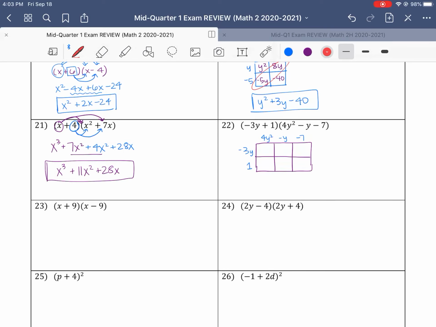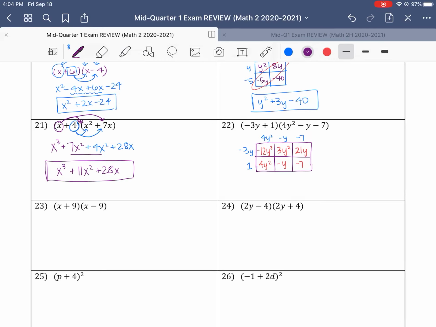So negative 3y times 4y squared would be a negative 12y cubed. Negative 3y times a negative y, negative times a negative would be positive, and that's 3y squared. Negative 3y times negative 7 would be a positive 21, and it also has a y. Moving across the bottom, 1 times 4y squared is 4y squared. 1 times negative y is negative y, and 1 times negative 7 is negative 7.